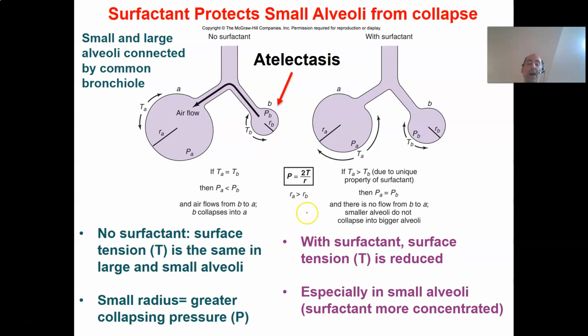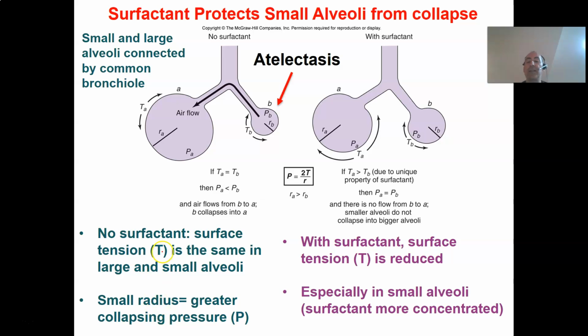Well, let's read the bottom here and then we'll look at this. With no surfactant, surface tension is the same in large and small alveoli. The reason for that is there are more water molecules around the big alveolus than there are around the small alveolus. So the actual amount of tension on the surfaces of both is essentially the same. It's due to a concentration issue, right? There's more concentrated water here than there is here.